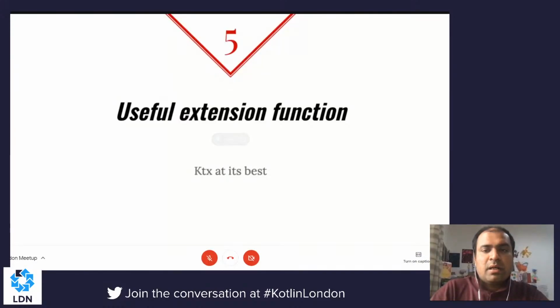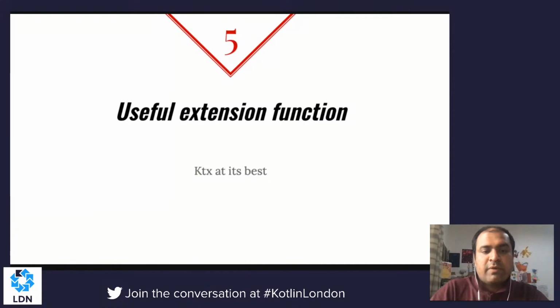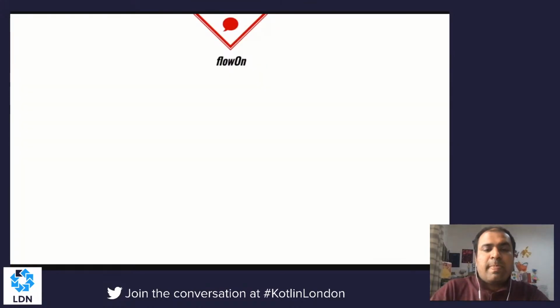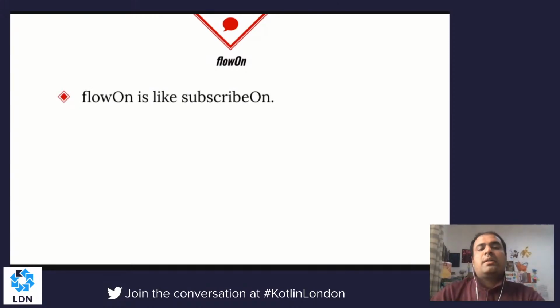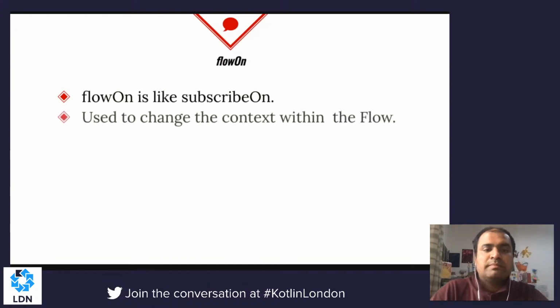Then there is one more useful extension function, which I think I should share with you. It is flowOn. If you can relate everything to Rx, there were functions called subscribeOn and observeOn. Similarly, the Flow API provides a flowOn function, which is quite similar to subscribeOn. It is basically used to change the context within the flow.